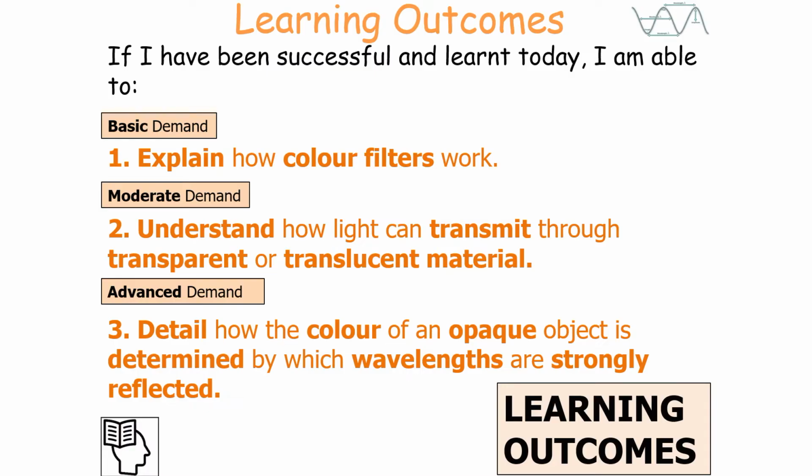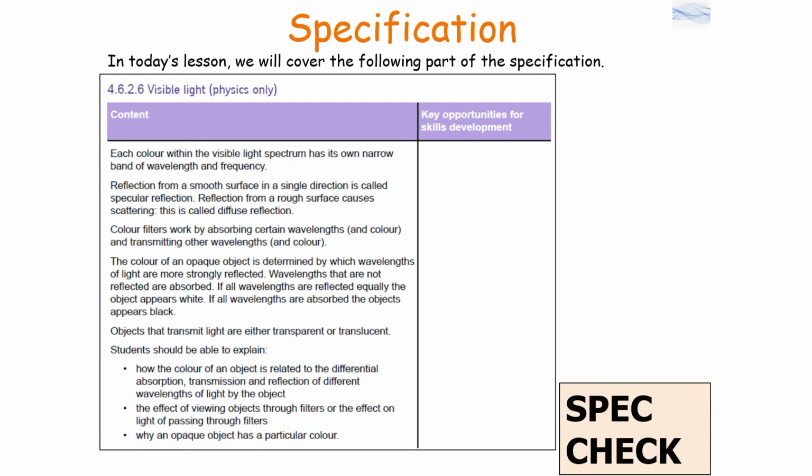Physics. So in today's lesson we're going to look at understanding the properties of the visible spectrum. If we're successful in today's lesson, we can explain how colour filters work, understand how light can transmit through transparent or translucent materials, and explain in detail how the colour of an opaque object is determined by which wavelengths are strongly reflected, which falls into the following part of the AQA Physics Specification, 4.6.2.6, which is visible light, a separate science only piece of content.